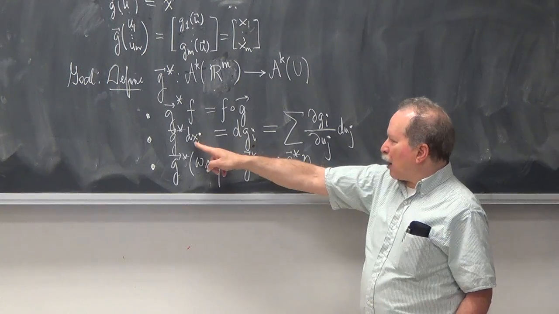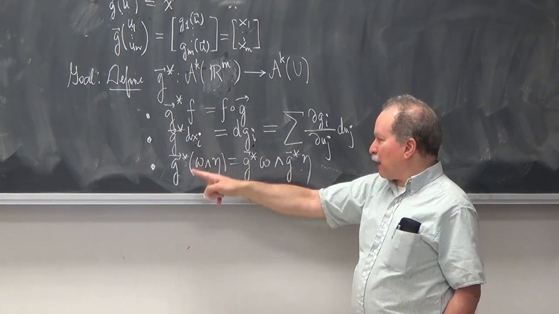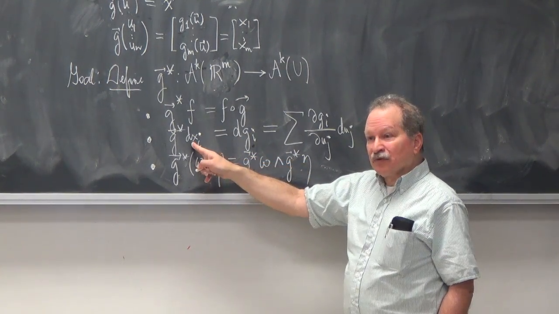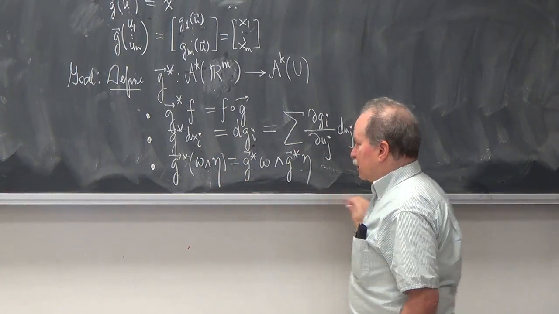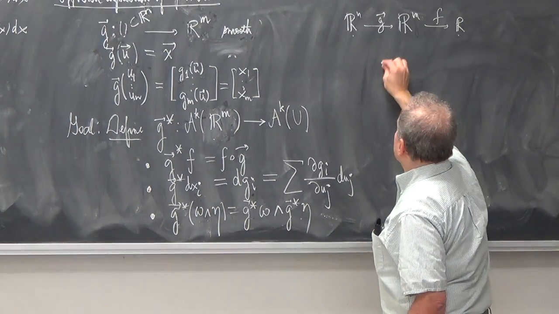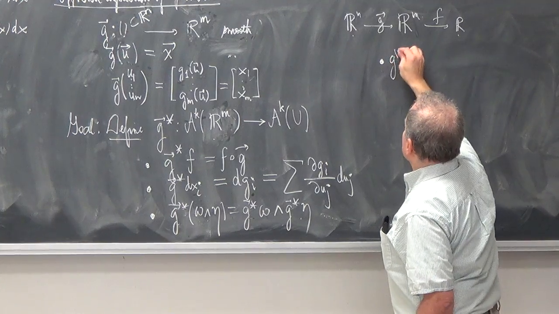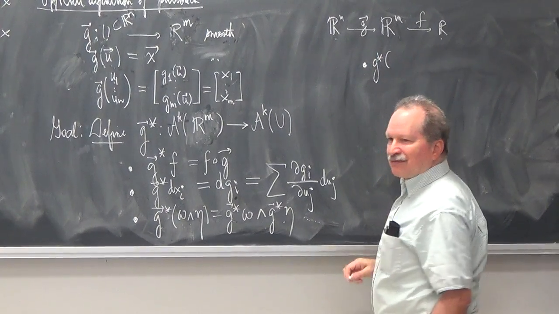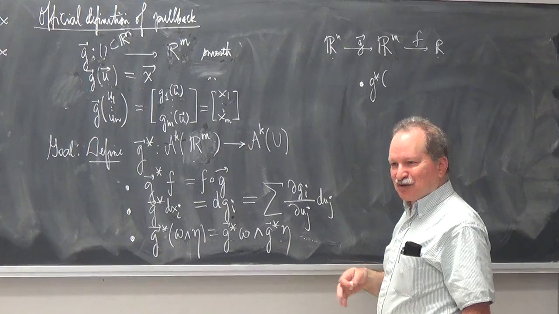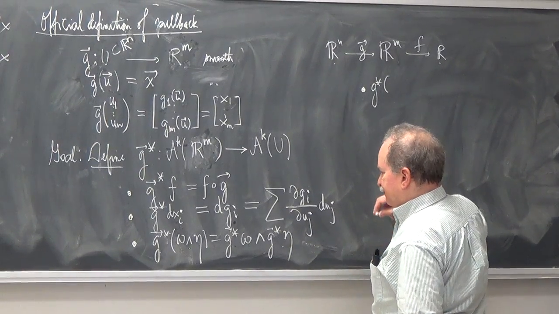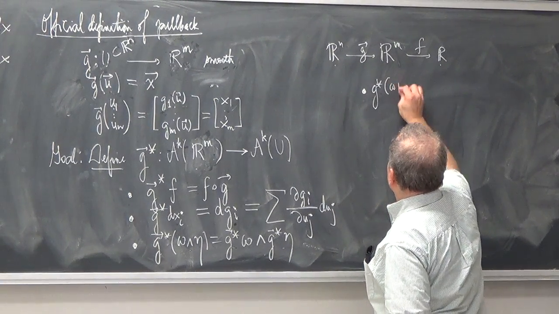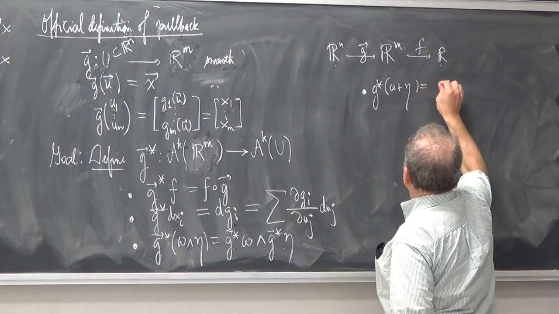So if you know how to pull back one forms, you know how to pull back anything because you can build, well, I lied, I need something else. The pullback of a sum is the sum of pullbacks, so it has to also be linear. So the pullback of omega plus eta is the sum of the pullbacks.